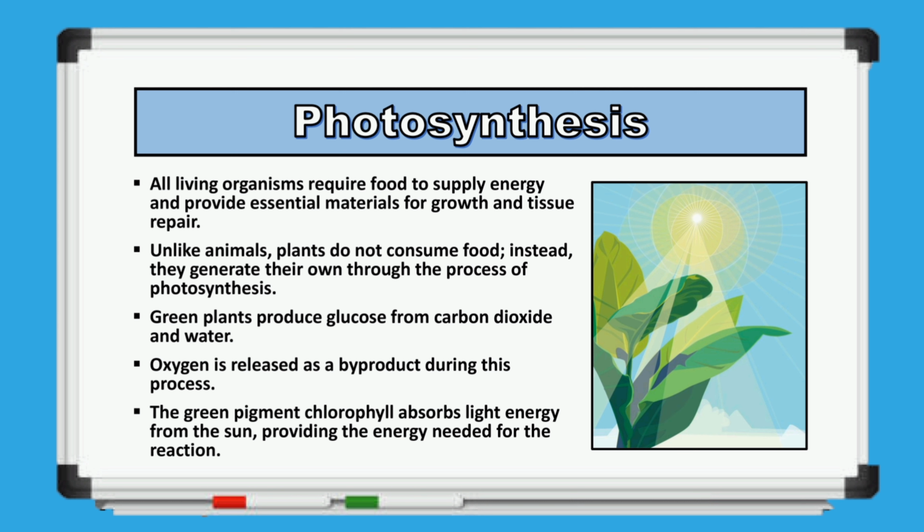This oxygen is essential not only for plants but for almost all living organisms that rely on it for respiration. Now, for this entire process to happen, plants rely on a green pigment called chlorophyll, which is found in their leaves. Chlorophyll captures energy from sunlight. This light energy is what powers the chemical reactions that convert carbon dioxide and water into glucose.